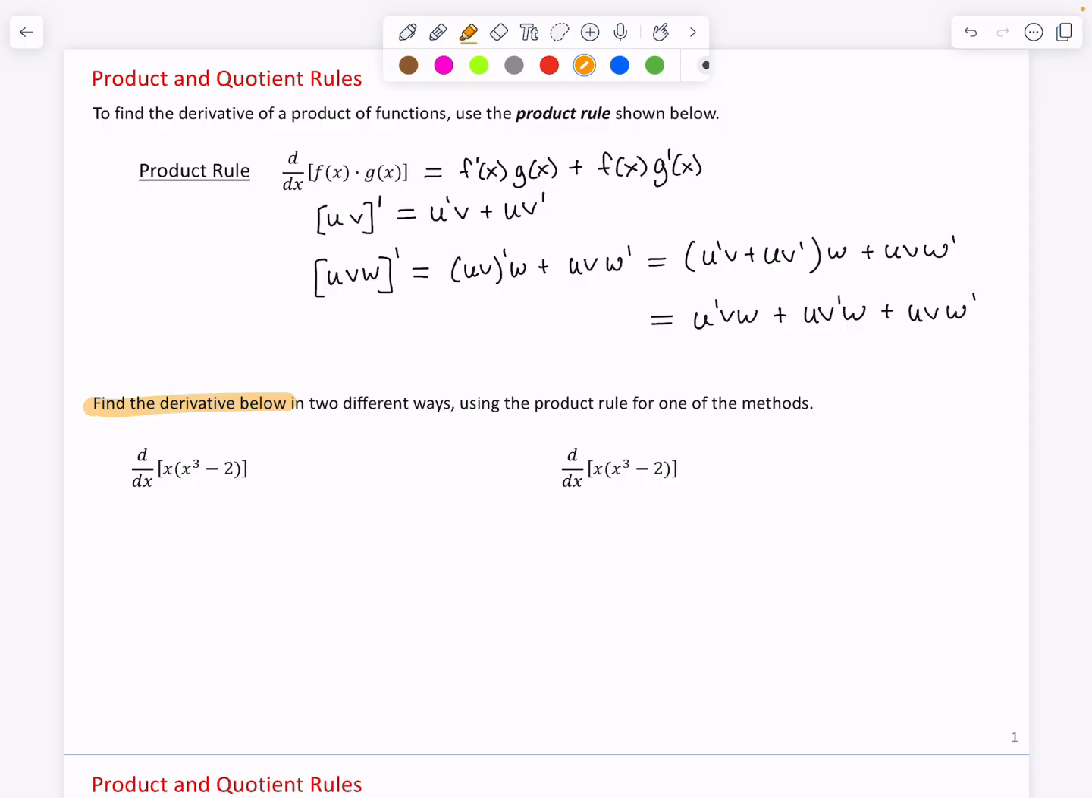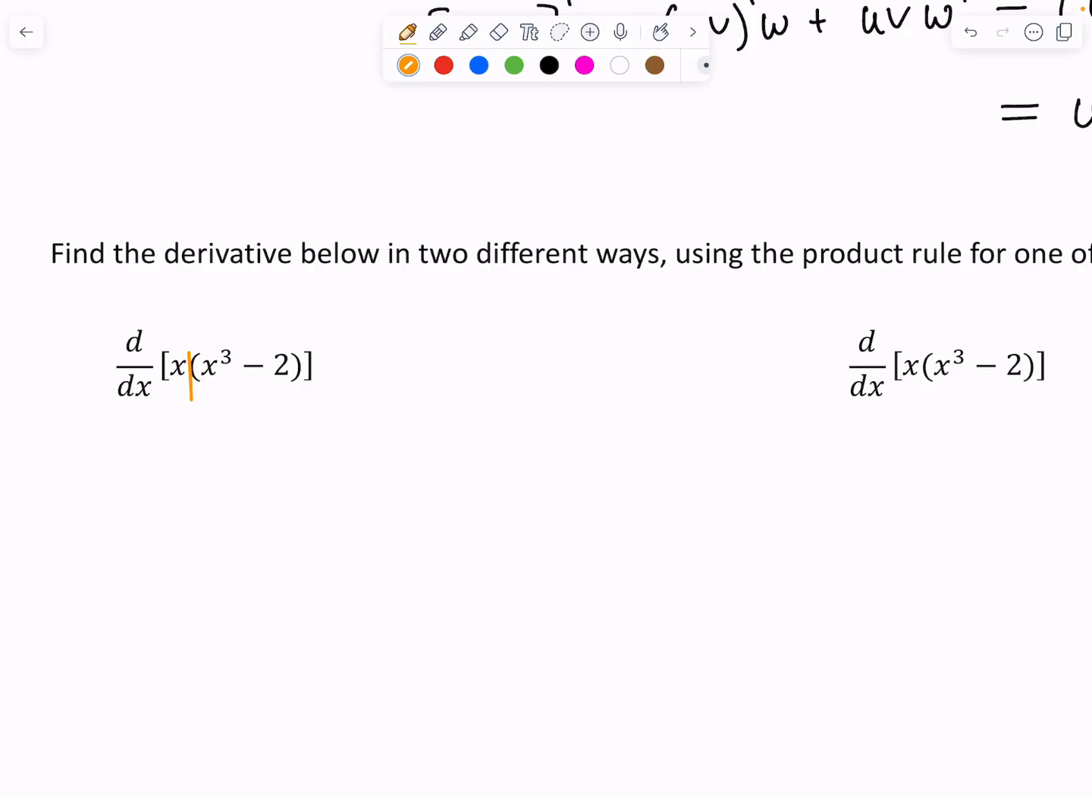I find the derivative below in two different ways using the product rule for one of the methods. In this first case, I think of u being this x, and v being the x cubed minus 2, and we have a product because they're being multiplied. So I know the result will be u prime v plus uv prime. So I find the derivative of u. Well, u is just x, its derivative is 1, and then times the second, undifferentiated, and then plus u, which is just x, and then times the derivative of v.